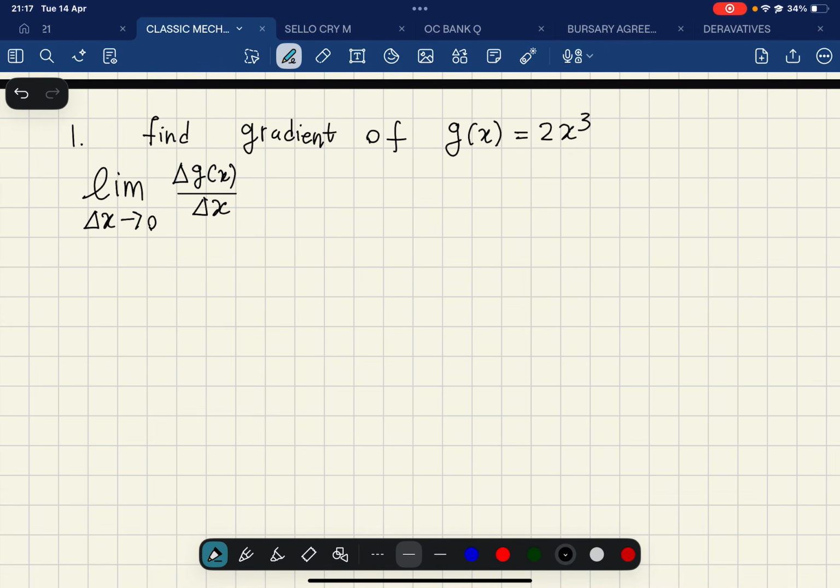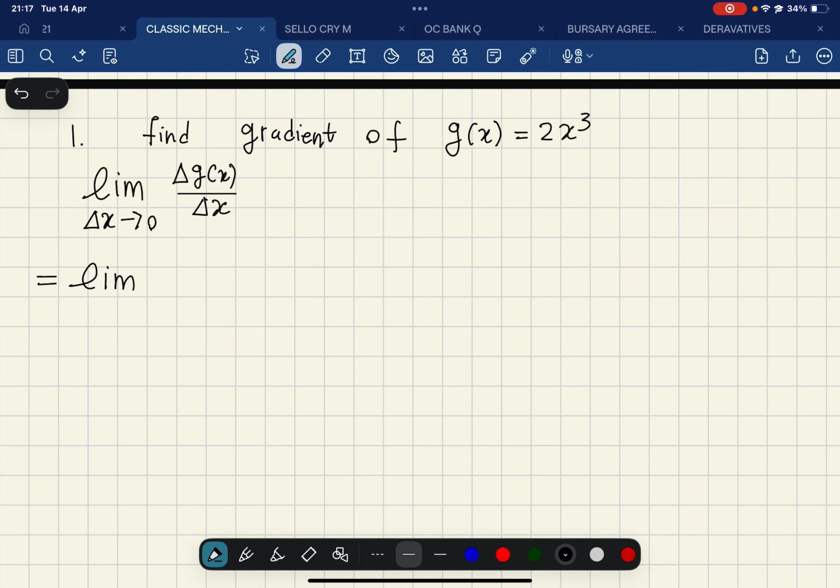So a question will come like this and say, find the gradient of g of x, which is 2x cubed, using the limit equal to change in g of x over change in x. So that formula, you must not be scared. You must just know this formula is the one from the first principle.